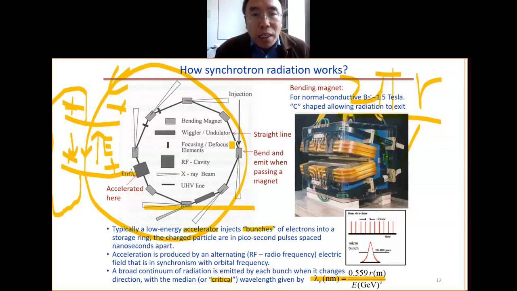But there will be no radiation between the magnets. Here we have what is called a bending magnet. When the electron is bent, it will emit light. Then it goes to the straight line, and when the electron goes along the straight line, there will be no radiation. This one is also a magnet, but this is the wiggler and undulator. We will see the wiggler and undulator later on.